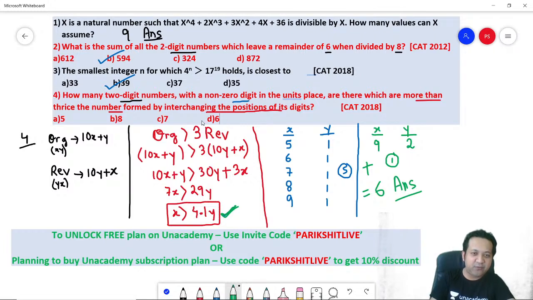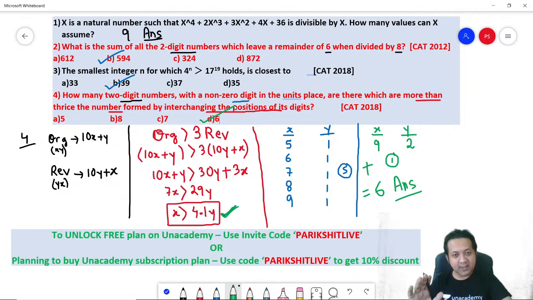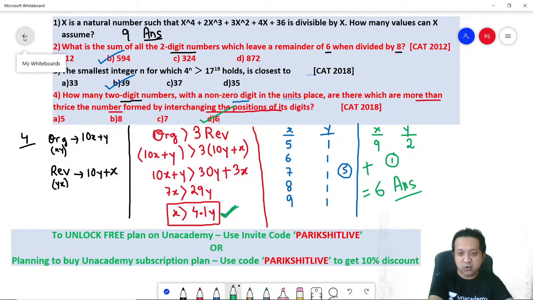So what's your answer for the fourth one? 6. Are you following? It's a pretty easy one if you do it logically. Yes? Okay, so you get a sense, right, of the kind of questions that are being asked in the CAT from number system.